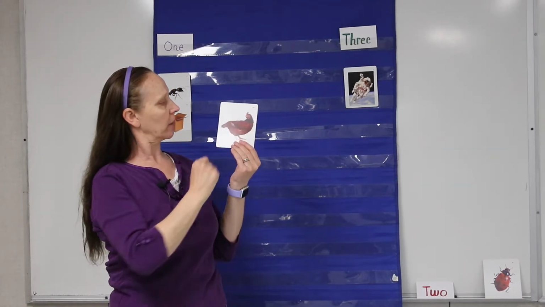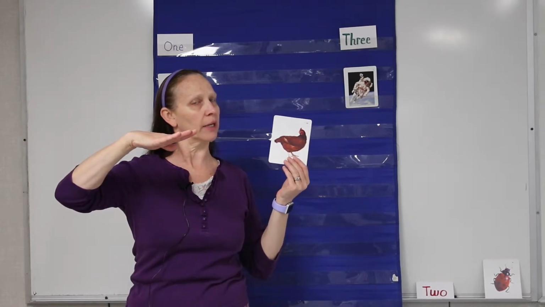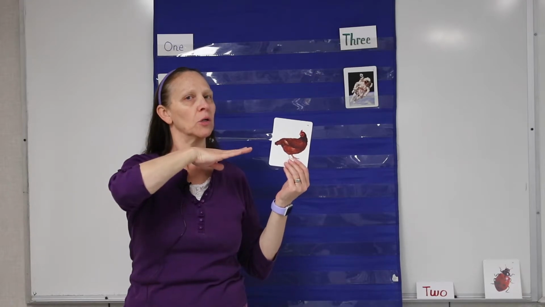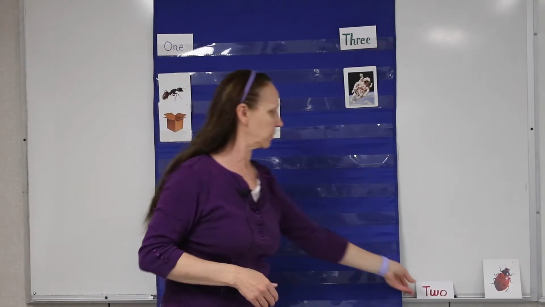Okay, now we could call this a rooster, or we could call it a chicken. But because it has a comb on the top of its head and it has a wattle underneath its throat, we're going to call it a rooster. Okay, get your hand ready. Put it under your chin. Ready? Rooster. How many? Not 1, not 3, but 2. 2 is correct. Rooster is a 2-syllable word.